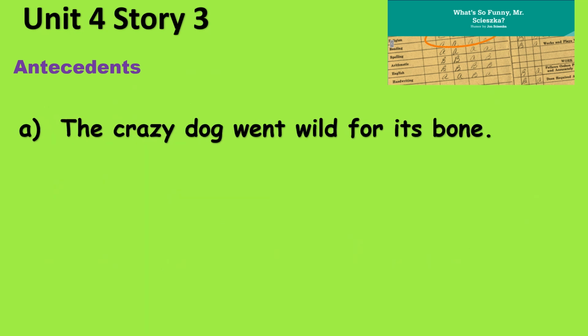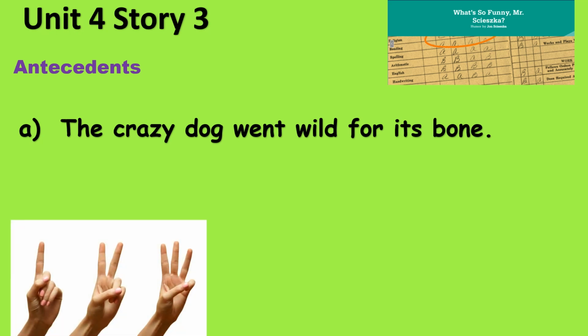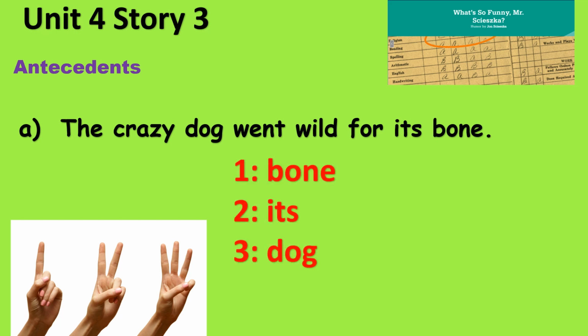Then we get into a bigger sentence. "The crazy dog went wild for its bone." So you decide, is your answer going to be 1, 2, or 3? What is the antecedent in this question? So first, hopefully you went through and you thought, well, what is the pronoun? Because if I don't know the pronoun, then I can't identify the antecedent. The pronoun is its bone. Whose bone or what's bone? Oh, well, that would be the dog. So hopefully you chose answer 3 because the dog and its bone, right? They go together. They are connected. So dog is the antecedent.